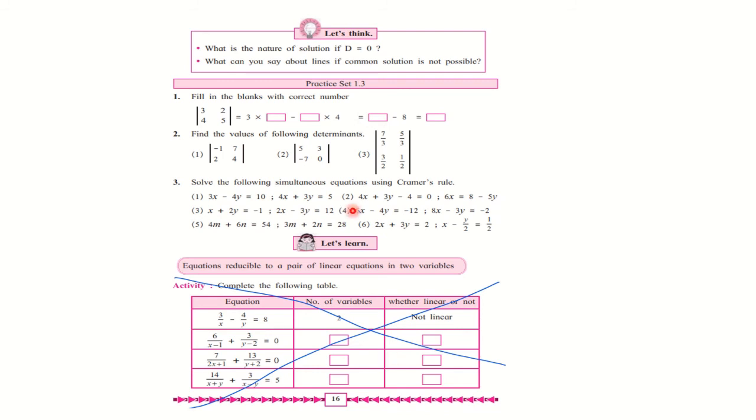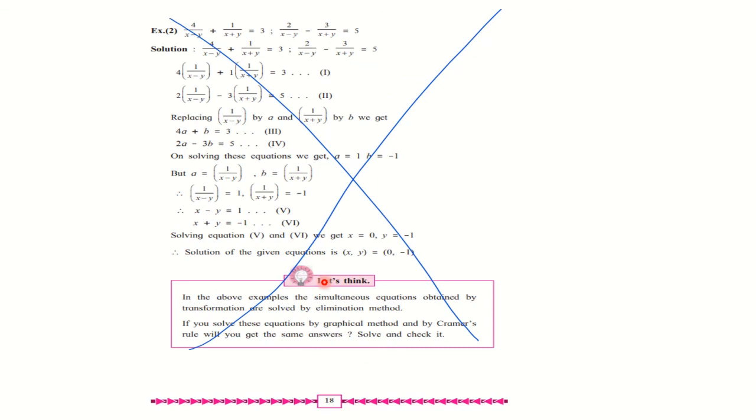So you can see here the practice set 1.3 which we have discussed just now. Now after this, equations reducible to a pair of linear equations in two variables. This part is reduced for this particular year. So take the change: on page number 16 that activity is not there. Then page number 17 also is cancelled completely. Page number 18, page number 19. That means practice set 1.4 is not asked. It will not be asked in the exam. It will not come for evaluation.